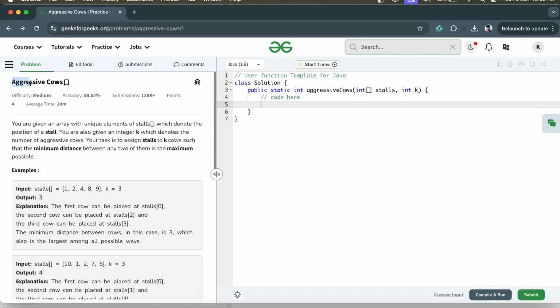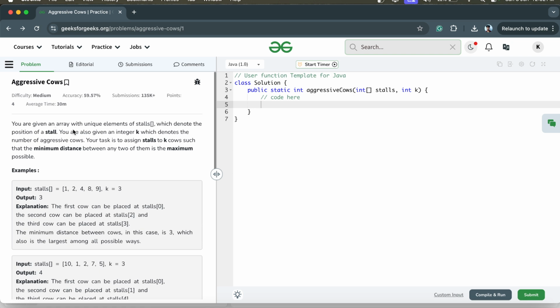In this video, I'll be covering the aggressive cows problem from GeeksforGeeks, and it basically falls under binary search. I just want to cover this problem. So let us go through the problem statement first, then we will discuss the logic, and then I'll write down the solution as well.